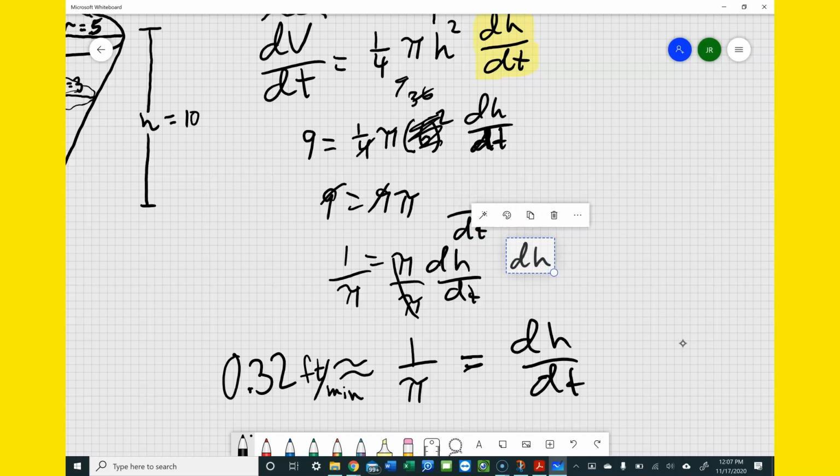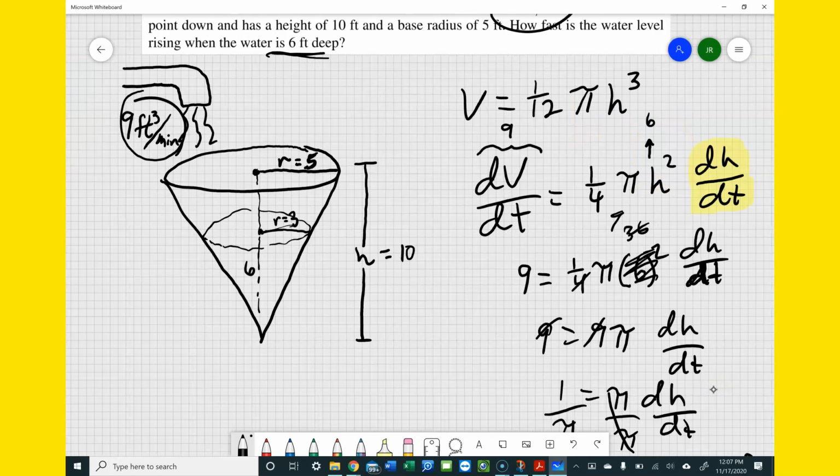When the volume is entering the tank at that rate, and when it's at that moment when the height is 6 feet. Now notice, as you get higher up the cone, it's going to take more water to make it go up higher. When you're down here, the water's going up really fast, right? Because there's not much to fill up. Because the radius is small, the height is going to change really fast. But as you get near the top, the height is going to go up a lot slower because it's going to take a lot more volume to fill up that extra area there.